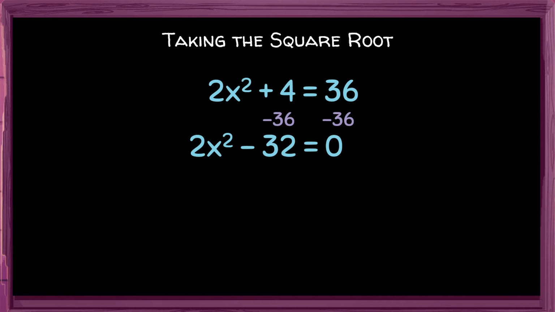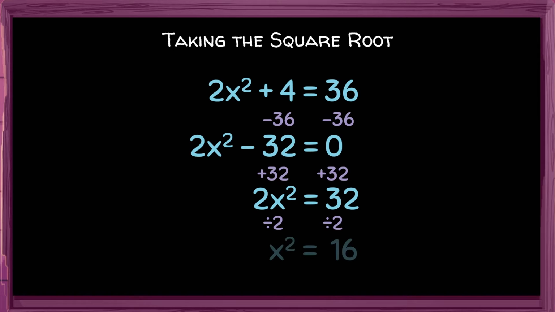We have 2x squared minus 32 equals 0. The number 32 is on the same side as our 2x squared, which is not what we want. So let's move it to the other side by adding 32 to both sides. Good, Codette. When we do that, we get 2x squared equals 32. Then we divide both sides by 2 in order to get x squared by itself instead of 2x squared. Now we have x squared equals 16, and we're very close to the final answer.